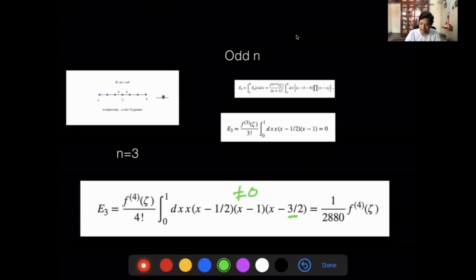It's an even function in x, it is not 0. And overall, the number is 1 by 2880. And this will be, by the formula, f4 zeta.